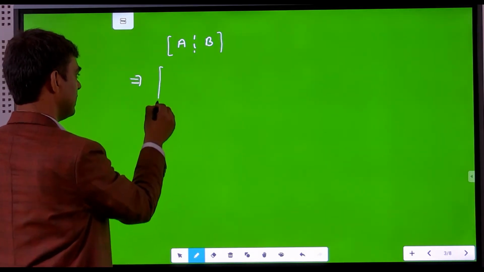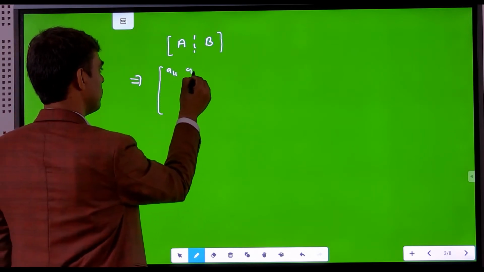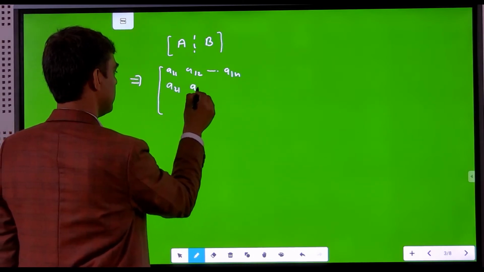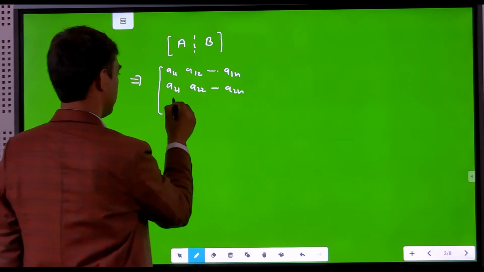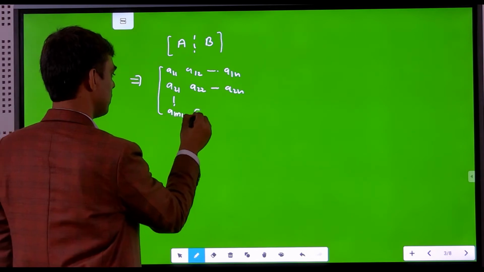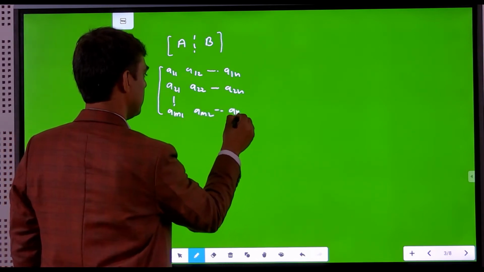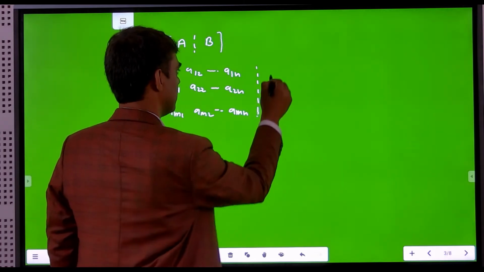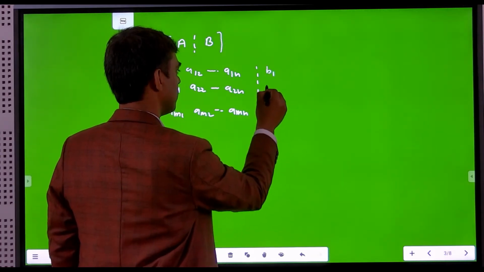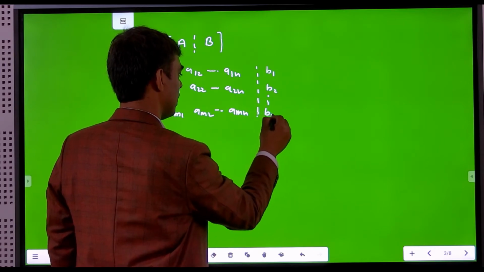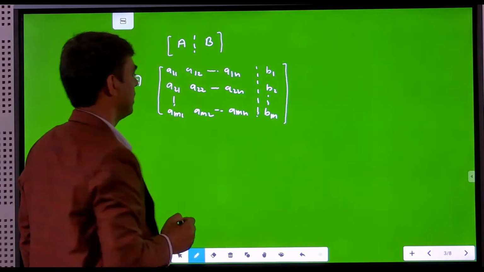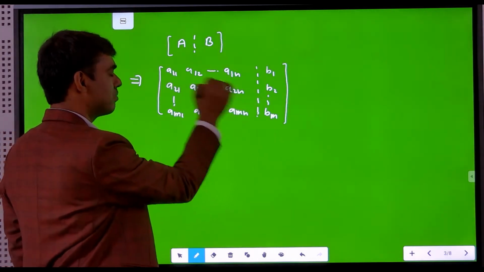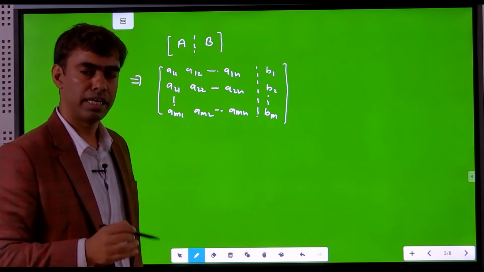here first we write the matrix A, meaning A11, A12 up to A1n, A21, A22 up to A2n, and the last row with Am1, Am2 up to Amn. Then partition, then we write the values of matrix B. This one is B1, B2 and so on, in the mth row there are m elements. Now what is our aim? Our aim is to convert this matrix into an upper triangular matrix.